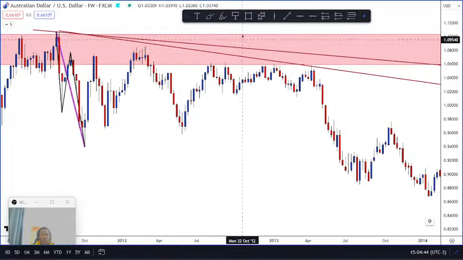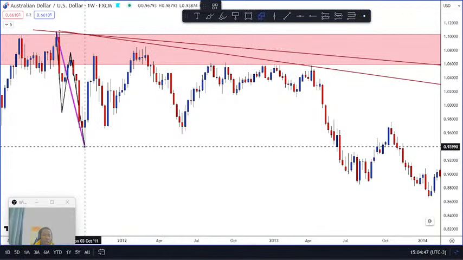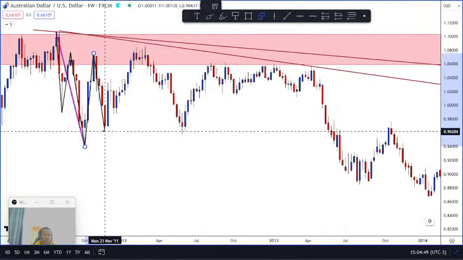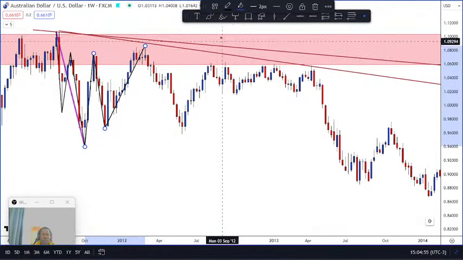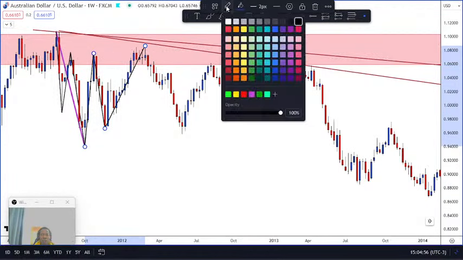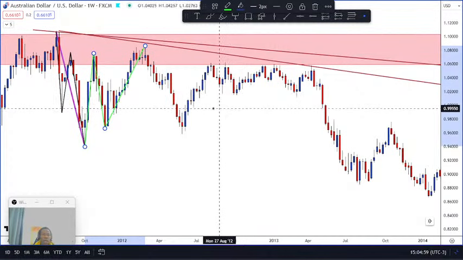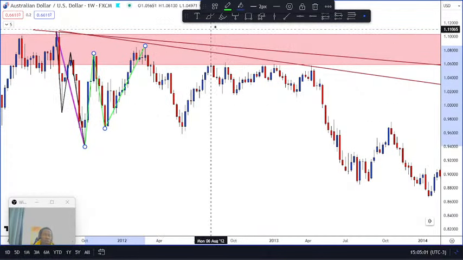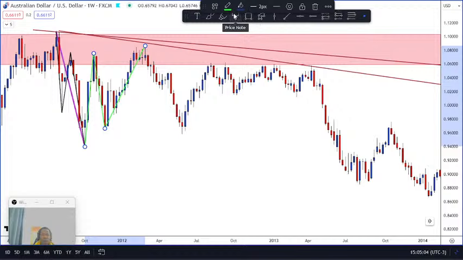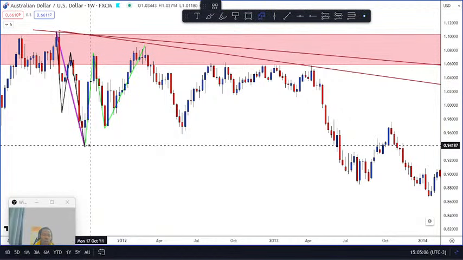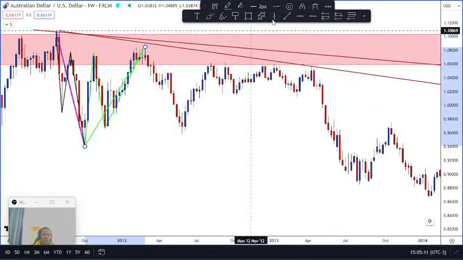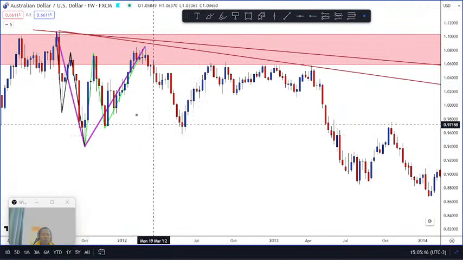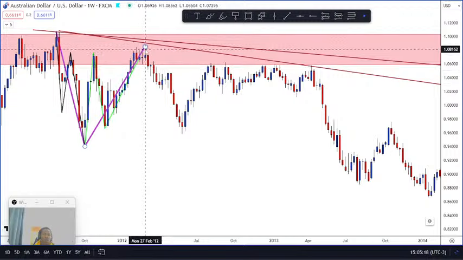All right, then the market started making higher highs, higher low, and higher high here. So that is the first retracement. Let me change the color to green, and that's the first retracement. So it's going to be extension, retracement, the purple line.